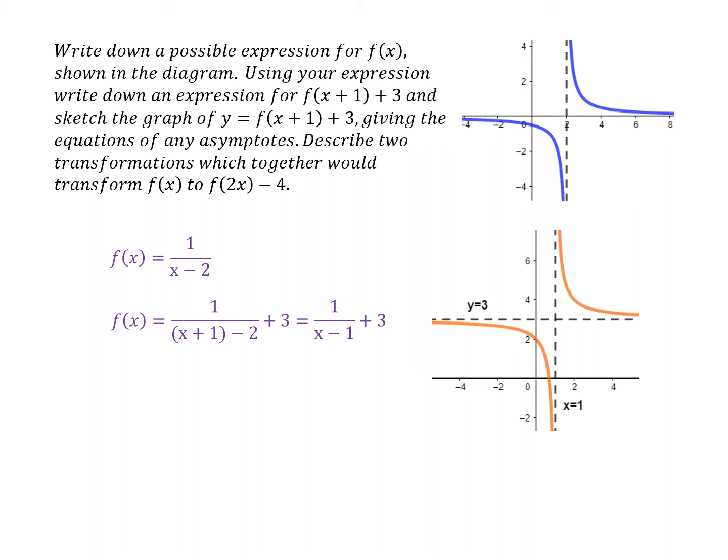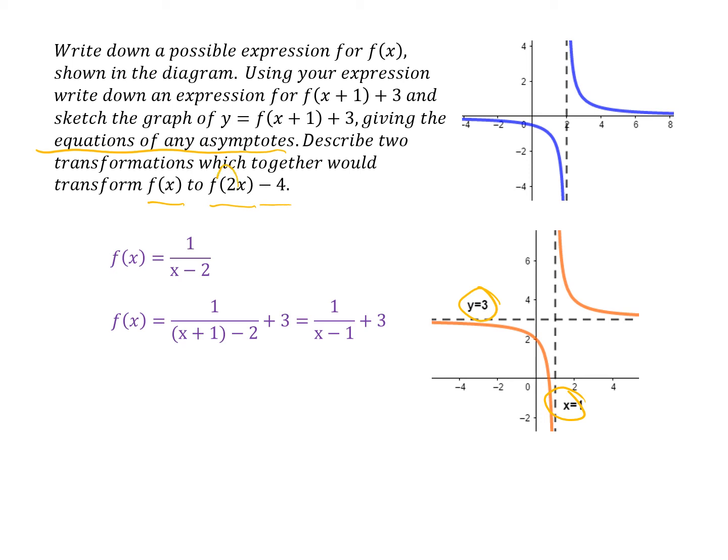Don't forget that to get the marks on a question like this, you'd need to actually give the equations of the asymptotes, because that's what the question asks you to do. Now we look at the two transformations which together would transform our f of x that we've been given to f of 2x minus 4.